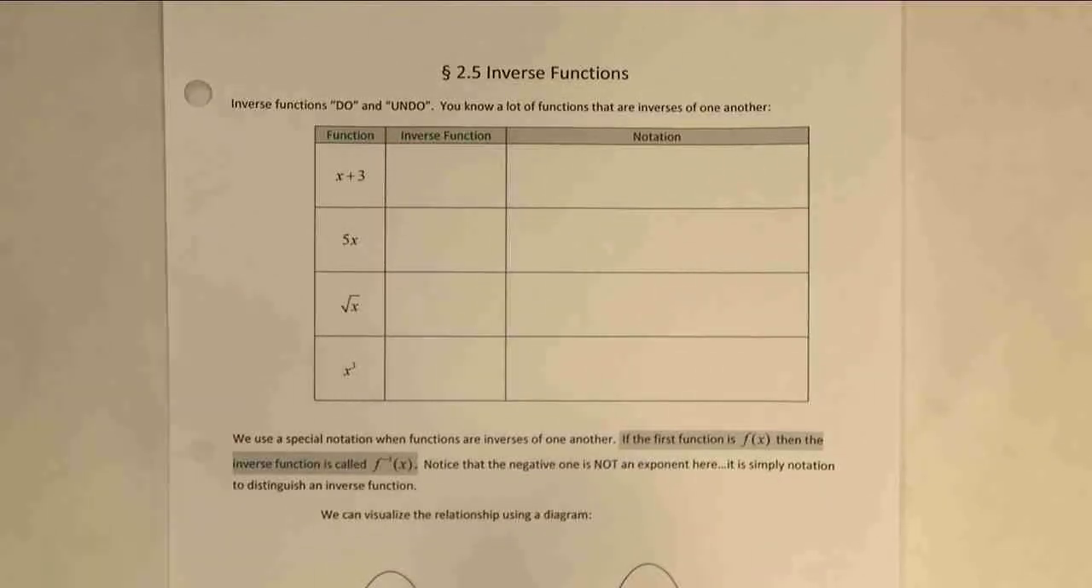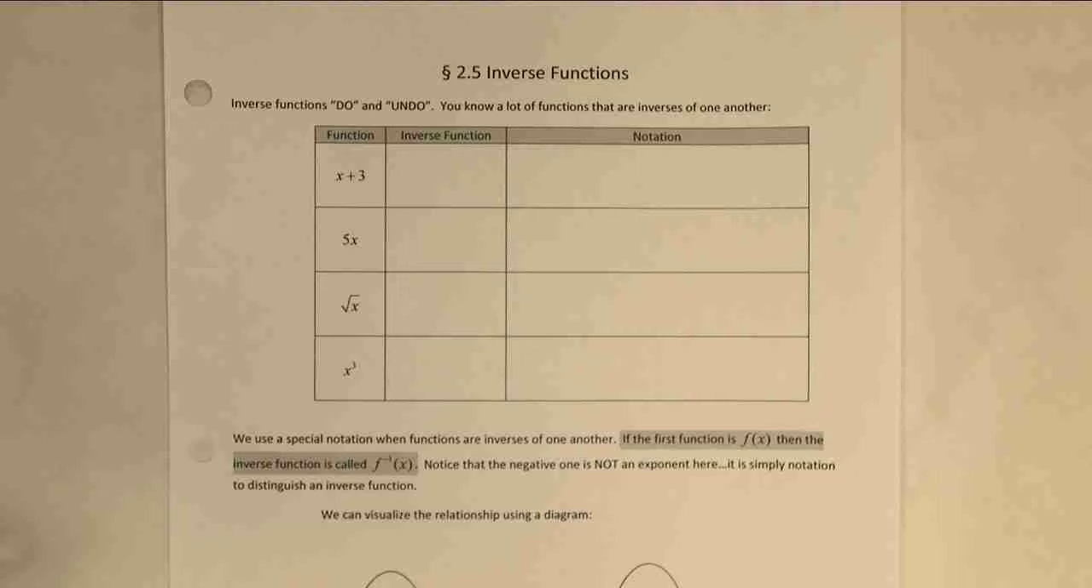Inverse functions basically do something, and then the inverse, you can think of it as being something that undoes, I guess. So they do and undo. You actually already know a lot of inverses. We just haven't always used that language to describe them.